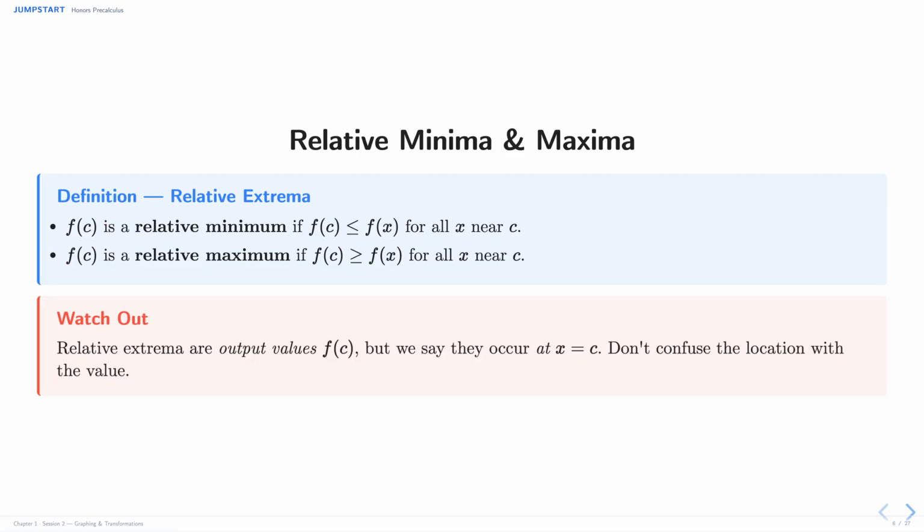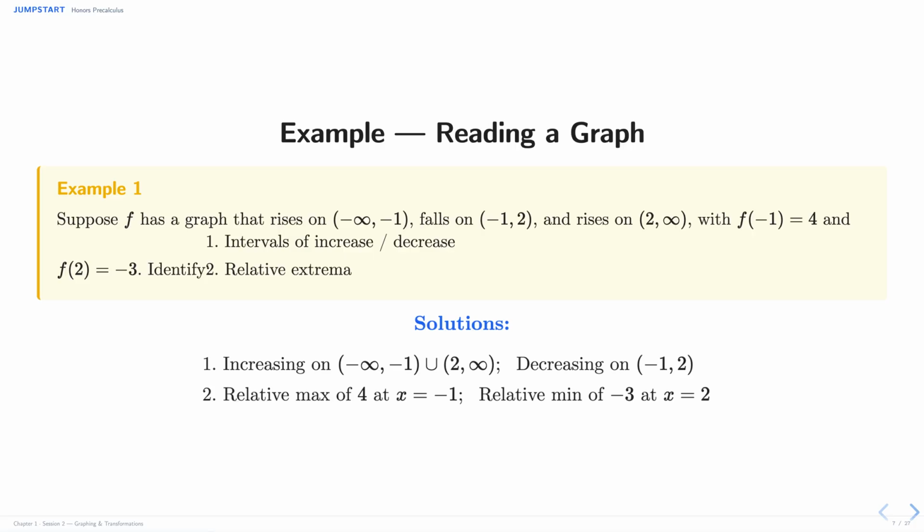Now let's define relative minima and maxima. A value f of c is a relative minimum if it is less than or equal to all nearby output values. Conversely, it is a relative maximum if it is greater than or equal to all nearby output values. It's important to note that while we refer to these extrema as output values, we say they occur at specific x values.